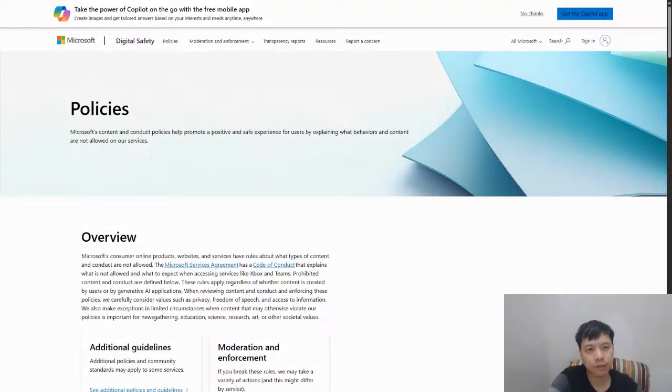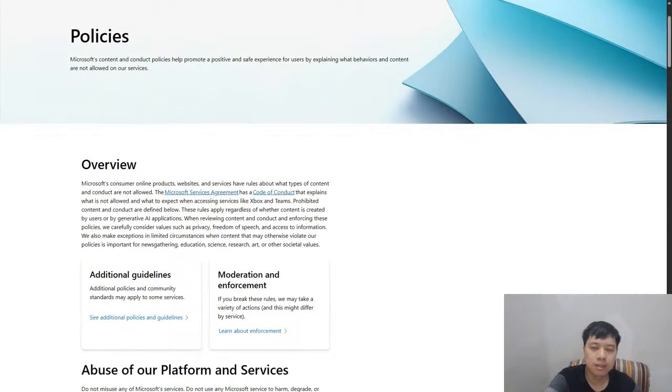It says Microsoft content and conduct policies help promote a positive and safe experience for users by explaining what behaviors and content are not allowed on our services. So it seems like this is content made available to the public, probably the Microsoft Store, where you can post your applications, the Microsoft Forum. I think they also have Bing videos, but those reference other sites.